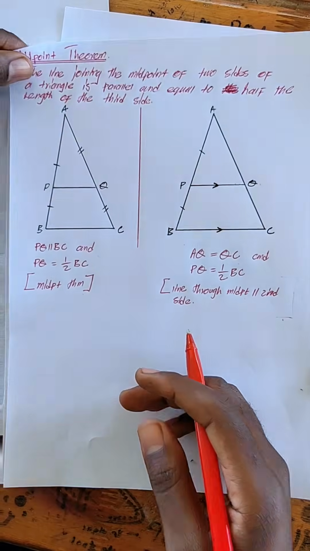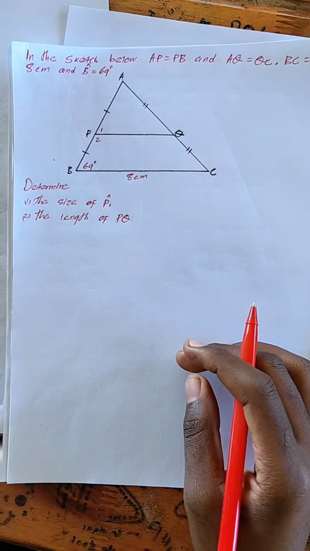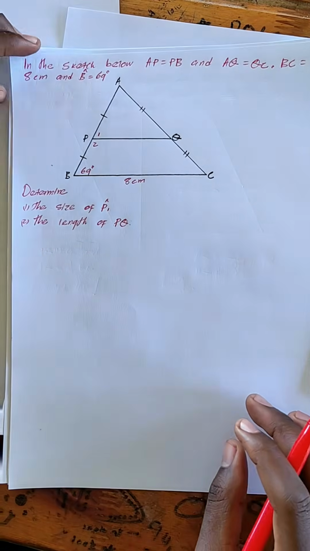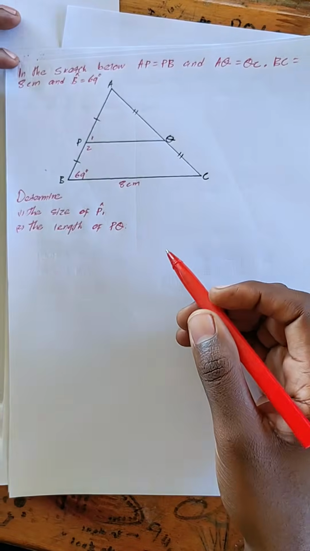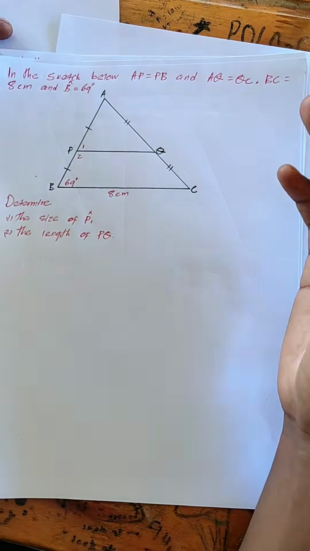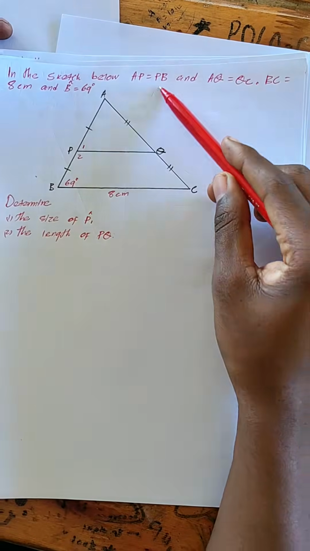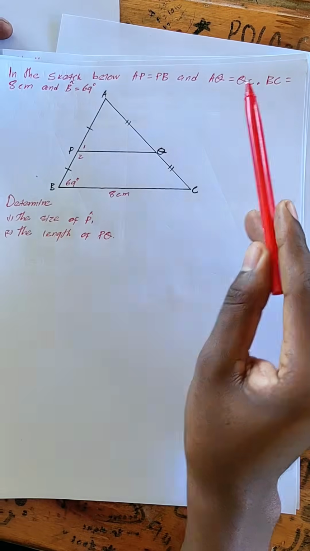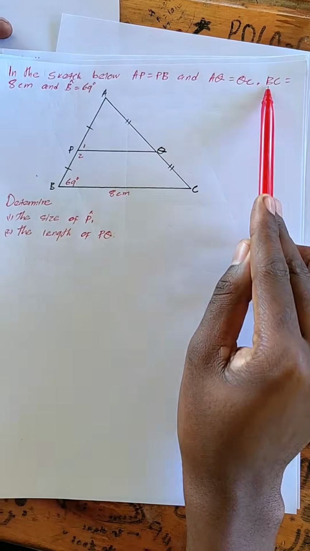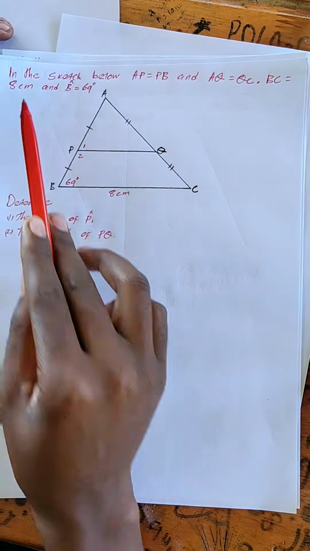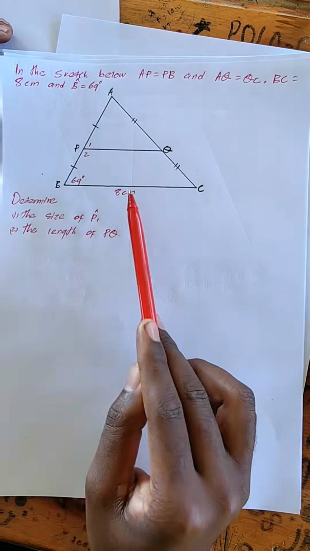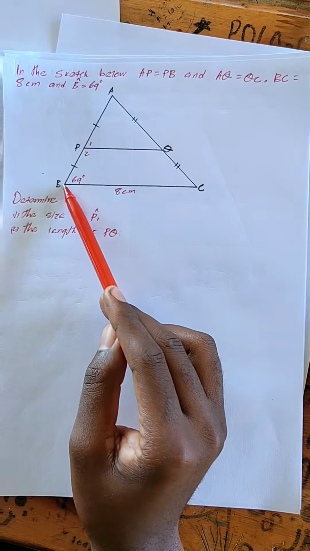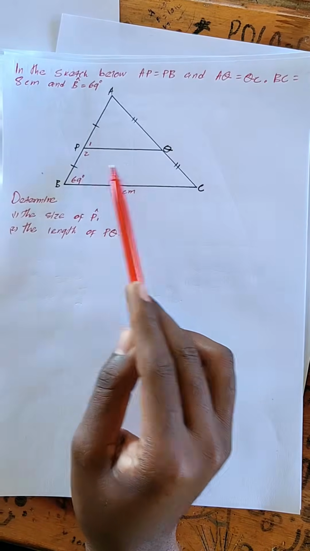Now let's go through some problems in order to relate to what we just discussed. In the sketch below, AP equals PB and AQ equals QC. BC equals 8 centimeters and angle B equals 69 degrees. It's given here on the diagram.